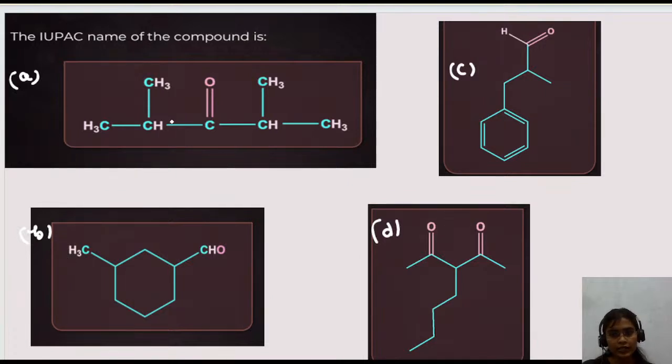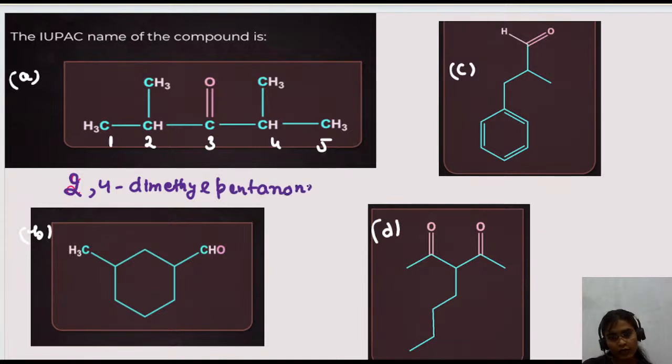So about the nomenclature, let's try to understand this point here. Look at this. In this case, the main point is ketone. So if you go with the numbering, starting from this, one, two, three, four, or five. So what is the name for this compound? It's at second position and fourth position. 2,4 dimethyl, and it becomes pentanone. So this is the answer for this question.